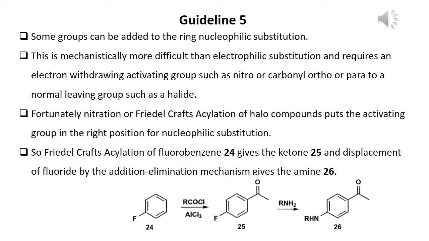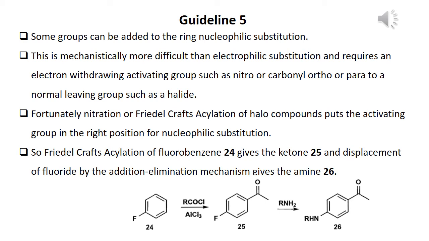So we are doing the Friedel-Crafts acylation of fluorobenzene here, 24. After the Friedel-Crafts acylation, the acyl group will be substituted at the para position, and then we shall treat it with alkylamine, so that the fluoro will be substituted by alkylamine. So what is going on over here?